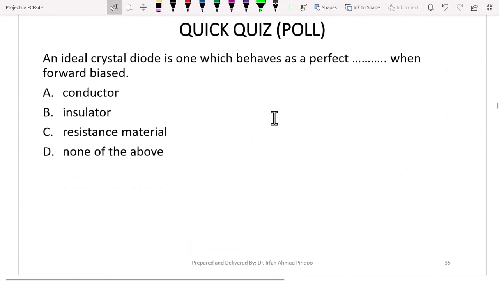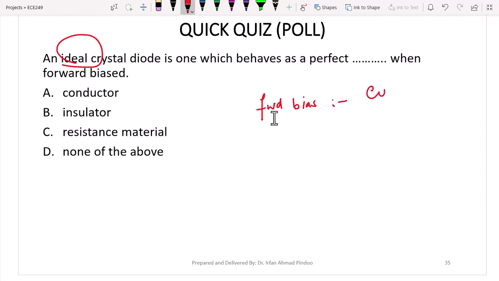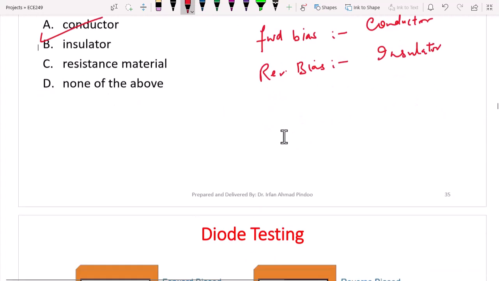Now an ideal diode is the one which behaves as a perfect dash when forward biased. See, the word ideal is being used here, and when we have a forward bias, a current flows, so ideally it will behave as a conductor. And in the reverse bias, what will happen? As we have read in the explanation, there is no current because the charge carriers are moving in the opposite way, so it behaves as an insulator. So for this question, as it is given for ideal conditions, the answer is A, conductor.